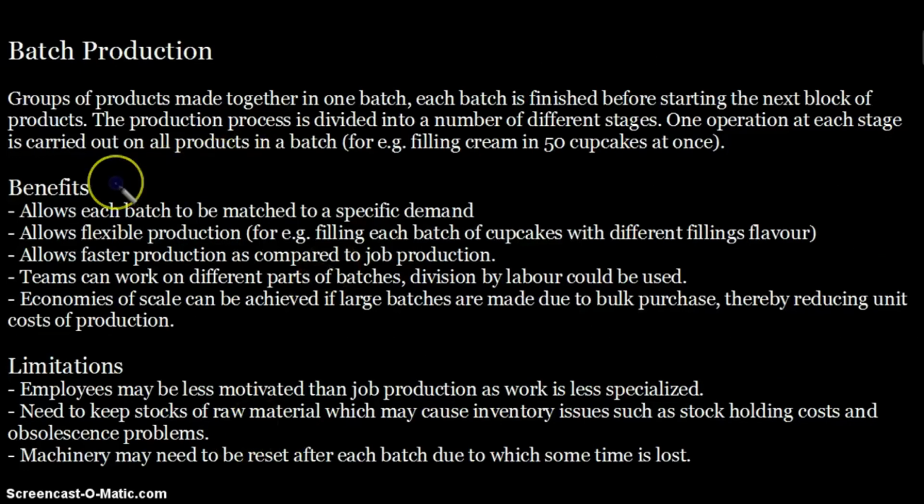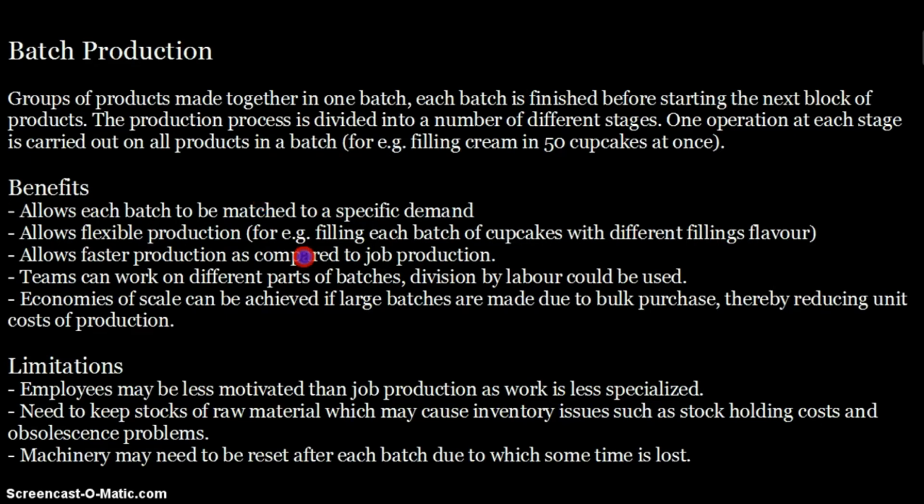So what are the benefits of batch production? It allows each batch to be matched to a specific demand. So it's not like you are having all standardized products. No, there is some level of customization as well. There's flexible production, like filling each batch of cupcakes with different flavors. A company won't have one specific flavor for cupcakes. They might have two to three different flavors, or maybe more than that, like chocolate filling, strawberry filling, and vanilla filling. Each batch is going through the same process, but it is also matched to specific demand. One batch has chocolate filling, one batch has vanilla filling, one batch has strawberry filling, and then that process keeps repeating. So each batch is matched to a specific demand, and that allows for flexible production.